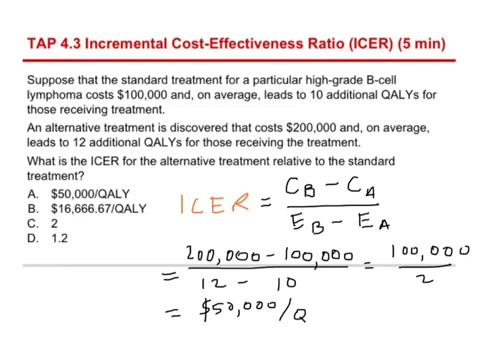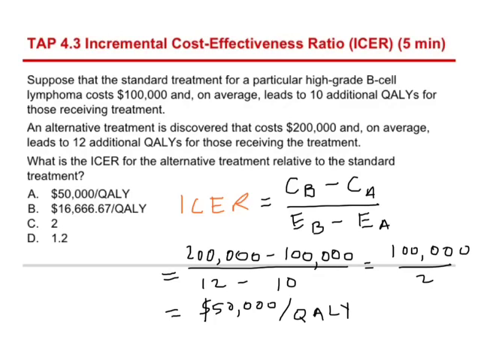per QALY. Now that's somewhat borderline. It was pretty expensive. I want to say that the threshold that the National Health Service in Britain uses is 60,000. So this is pretty far up toward that threshold. But I might be misremembering what that threshold is. But 50,000 per life year, that's a pretty expensive one.